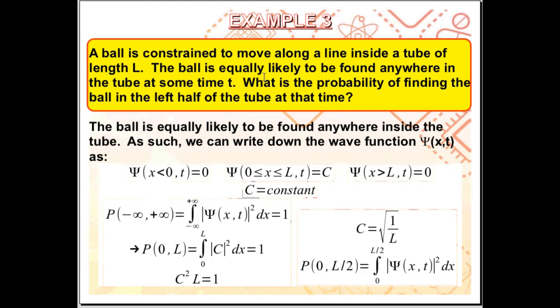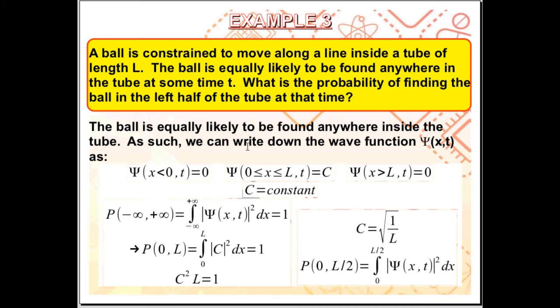So the ball is equally likely to be found anywhere in the tube. Say if you divide the tube into 10 parts, the likelihood of finding the particle in one part is 1 over 10, or 10%. If you divide the tube into two, left half and right half, the likelihood of finding the ball in one half, let's say the left half, logically will be 50%.